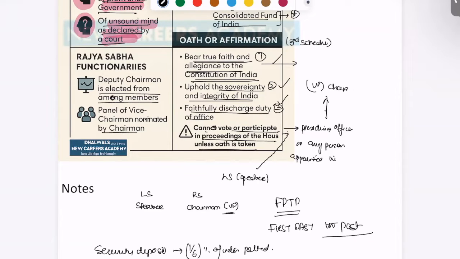What is the case? First past the post system. Is everybody clear? What is the first past the post system? The one who gets the most votes wins.